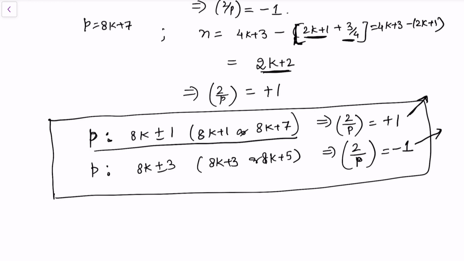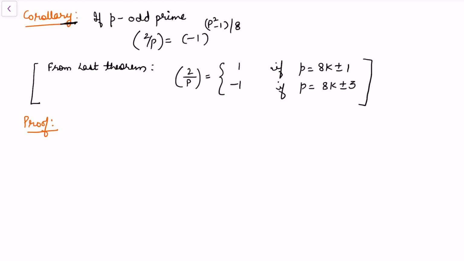And hence the result. Now we get this corollary, very obvious from the previous theorem, and in this case again p is an odd prime, so this expression is also true for this Legendre symbol and we can find out this value. From the last theorem we have got that this Legendre symbol takes the two values, either +1 or -1, if it is of the 8k±1 form or the 8k±3 form. So let's substitute for the two cases and verify this statement, which is given here as a star.